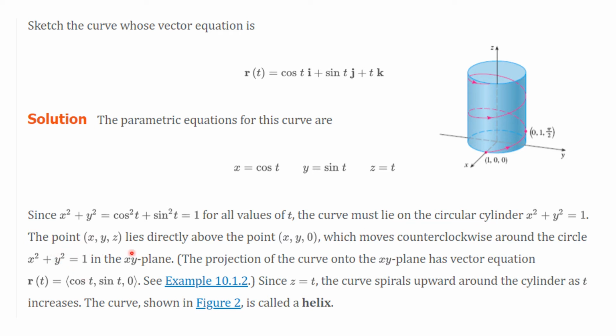The point x, y, and z lies directly above the point x, y, 0, which moves counterclockwise around the circle x squared plus y squared equals 1 in the x, y plane. And the projection of this curve onto that plane does have this equation. And so you see that you're down there in the z equals 0 plane. Now, since z is equal to t, the curve spirals upward from that. So it goes up like this around the cylinder as t increases. This curve is called a helix.